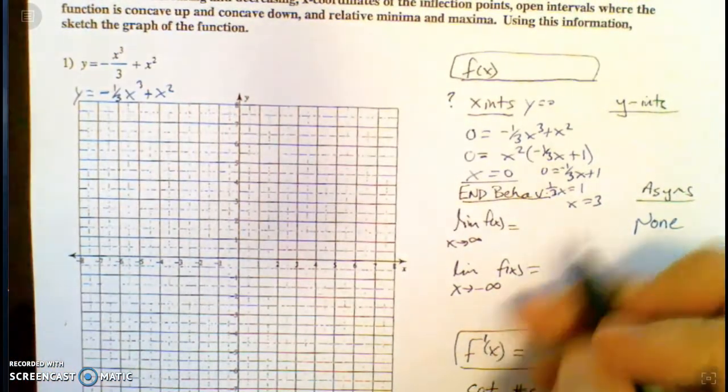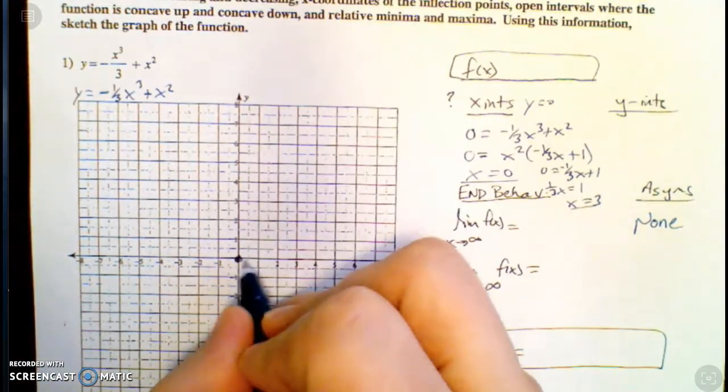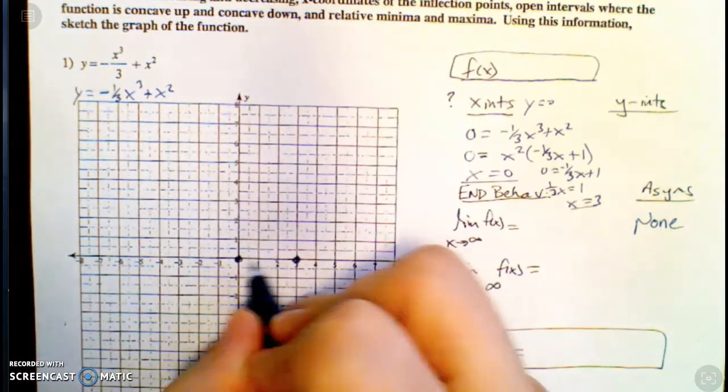You'll see, I got two x-intercepts. I can already put them on the graph. There's 0, 1, 2, 3. Already got a couple dots to put on there, right?